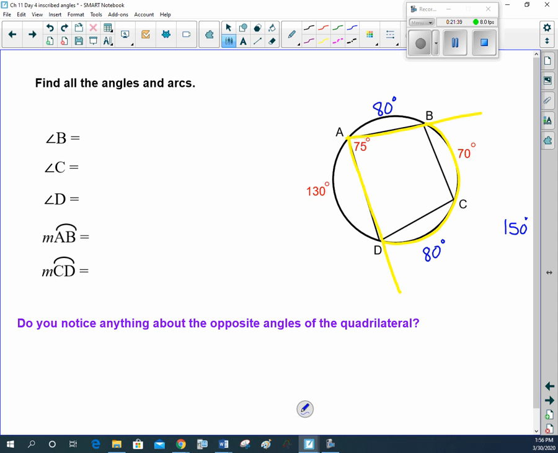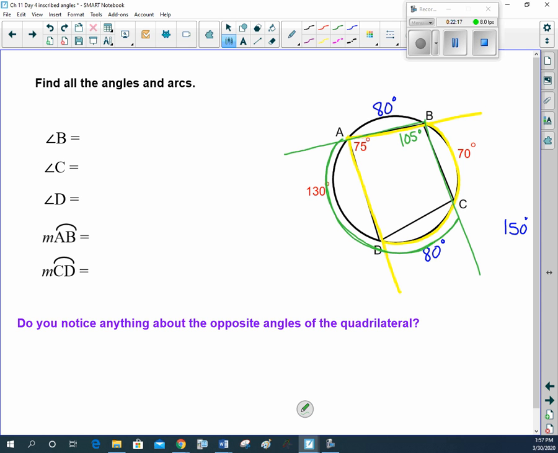Okay, so the only thing I don't know is angles B, C, and D, those inscribed angles. I've got all my arc measures. So once again, I'm going to highlight this. Here's angle B. It's inscribed. Notice that the arc that goes with that goes from A to D all the way to C. So that's 210 degrees. So you've got to take 210, divide that by 2, and you get 105.